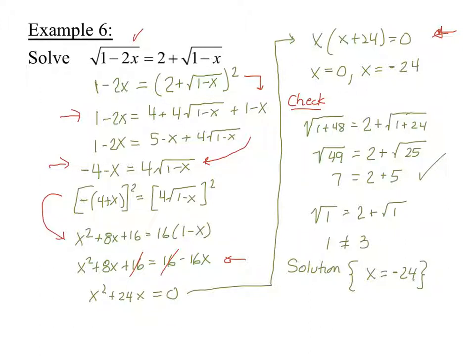When we check out the negative 24, it works. It ends up that 7 equals 7, so it works. But when we put 0 in, we end up with a contradiction. We get 1 is not equal to 3. So the only solution here is x is equal to a negative 24.